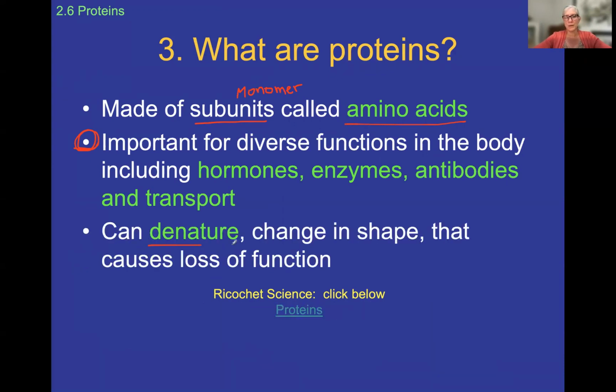Proteins can change shape in a process that we call denaturing or denaturation. So when it changes shape, it can lose the function. So an example would be an enzyme that has now changed shape. It doesn't fit the molecule it's supposed to help activate, and it doesn't work. Antibodies, we know, are important for immune function. If that changes shape, it can't identify the microbe, the thing that we need to take care of to get rid of. So those are some roles for proteins.